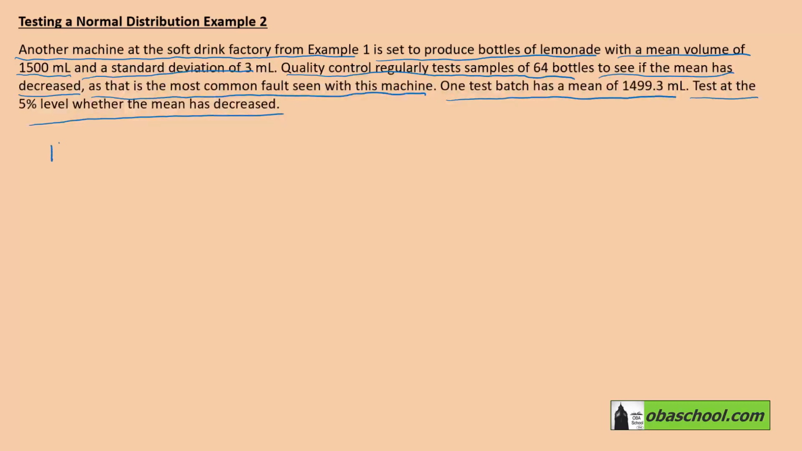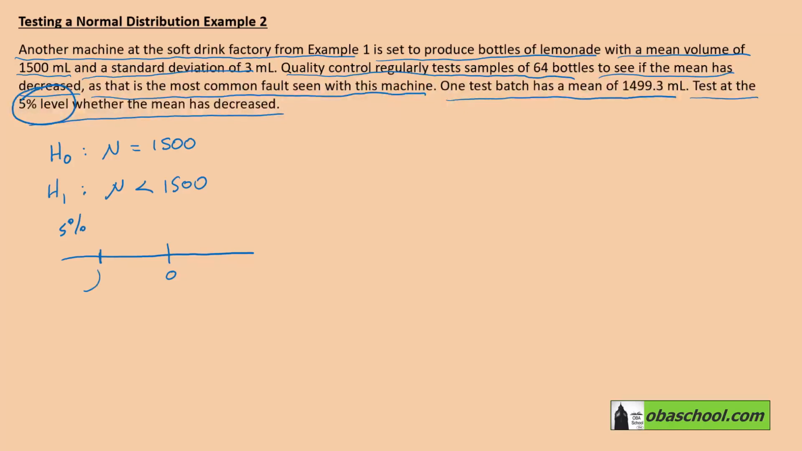So, our null hypothesis here would be that the mean is 1,500. Because we're looking just for a decrease, the alternative is that mu is less than 1,500, and we're testing at the 5% level. With this form of alternative hypothesis, that is a one-tailed test. In other words, we're going to need all 5% at this end.